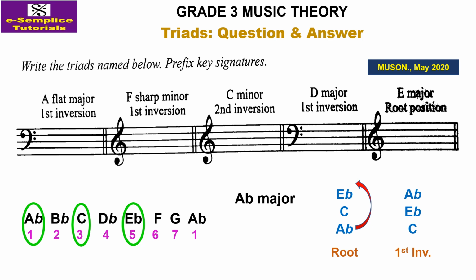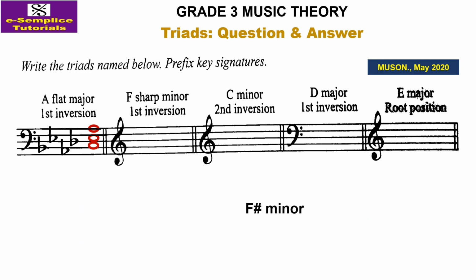But the question says we need to prefix key signature. So the first thing is to write the key signature of A flat major. B flat first, E flat, A flat, and D flat. Let's now stack our first inversion triad. So C first, E flat, A flat. So we are done with that.